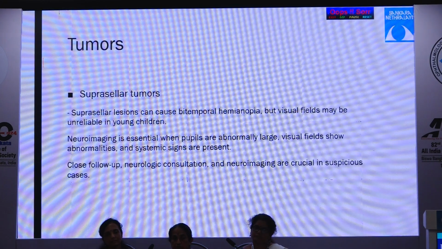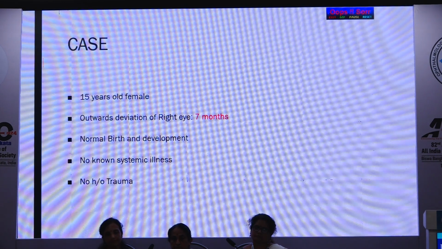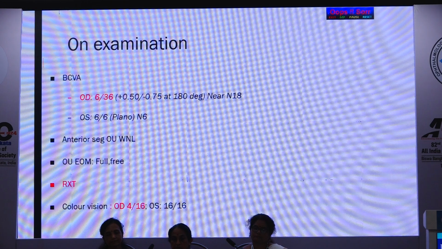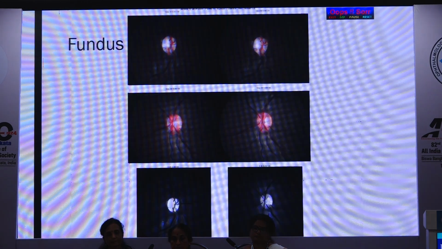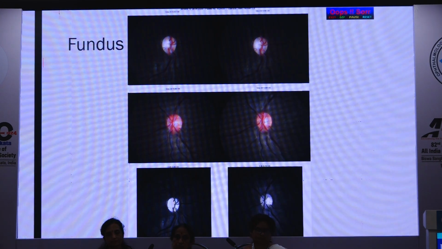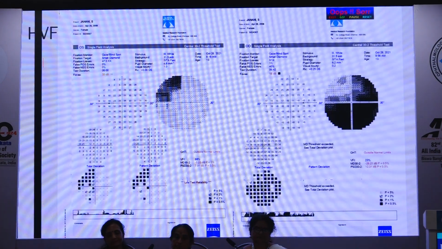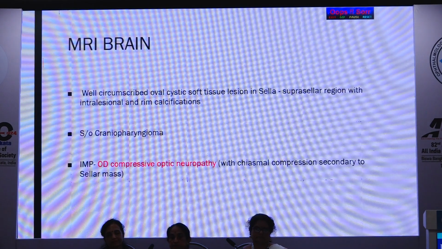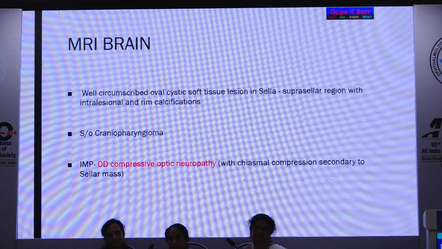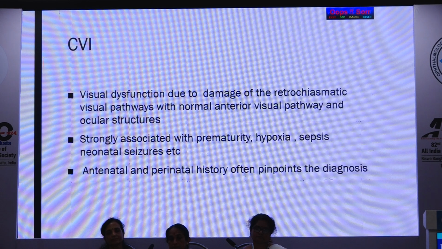Suprasellar tumors can sometimes present as very subtle disc pallor. This is a 15-year-old with a 7-month history, has a small RXT but poor vision. If you look at her fundus, when I tell you after the history, you will see there is a pallor in the right eye, but if you miss it in a busy OPD, you might say the discs are looking normal. There is no papilledema or anything. These are her fields because she is older, and MRI sure enough was suggestive of craniopharyngioma.